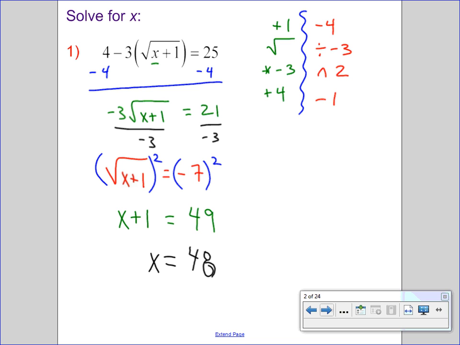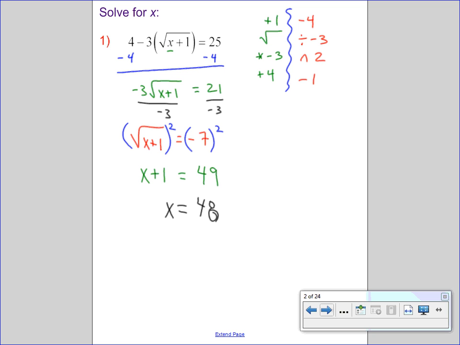In for x, and we can even use our green forward steps. Everybody, let's follow along. 48 plus 1, 49. Square root of 49? 7. 7 times a -3 is -21, and then plus 4. So does -21 plus 4 equal 25? Does -21 plus 4 equal 25? No, and so what happened here? Well, this is not a solution.